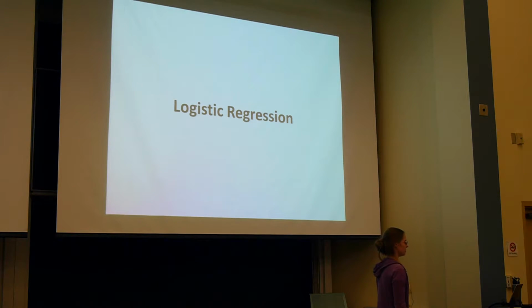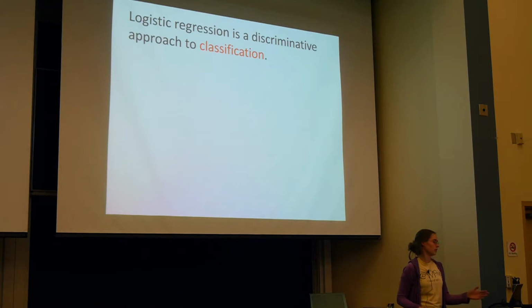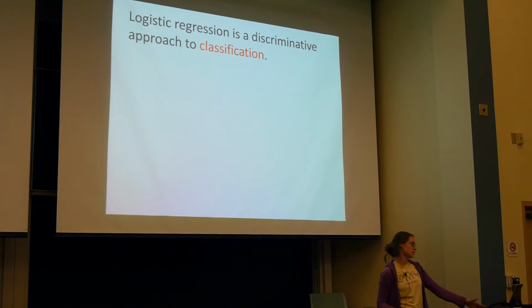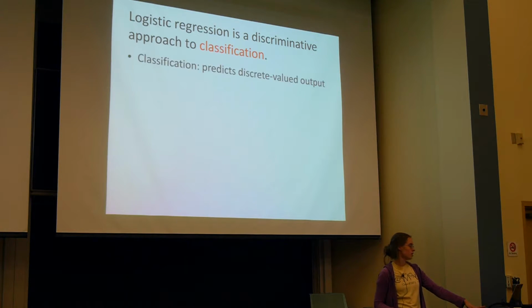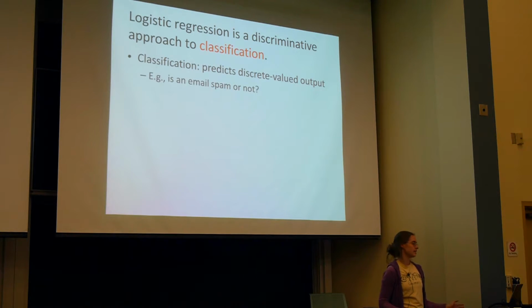So we're moving on to logistic regression. First of all, logistic regression is used for classification, which, as a reminder, is where you want to predict a discrete value output. A really popular example is whether a particular email is spam or not. So that one is a binary classification. You have two outputs, spam or not spam.